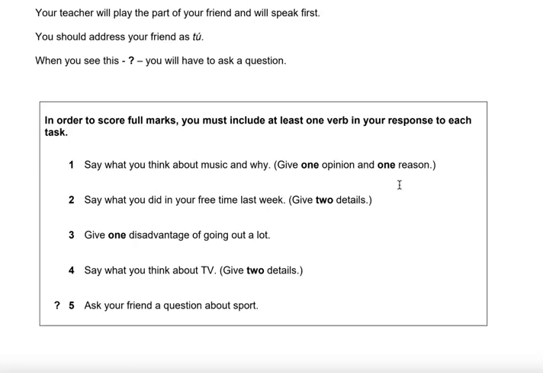So the first one, say what you think about music and why. That could simply be, me gusta la música porque es guay. No me gusta la música porque es aburrida. Make sure it agrees with música being feminine. The adjective needs to be feminine. That would be 2 marks.